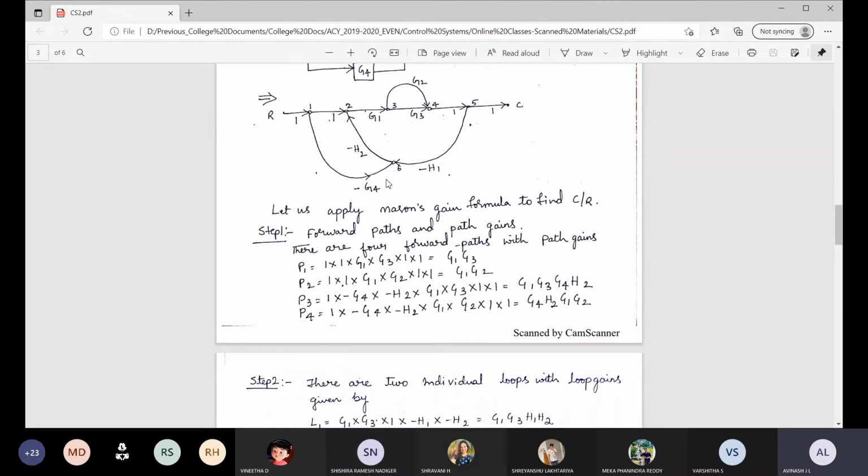Minus G4. See, from where should I start? From which point? Point number 6 I should start, or what? Sir, 1 to point number 6, then point 5. Okay, 1 to point number 6 I will come. Next, how can I go to point number 5? There is no direction, because minus H1 is coming in the reverse direction. G4 is going from left to right, and H1 is coming from right to left.